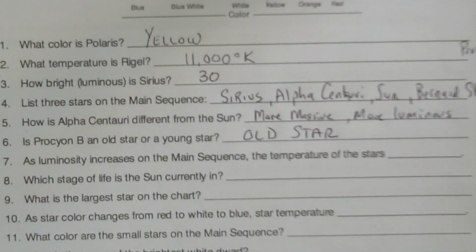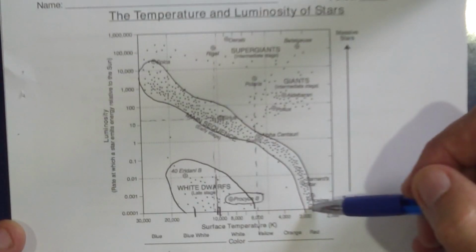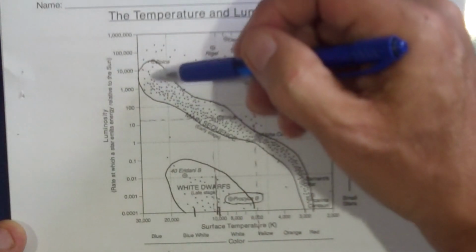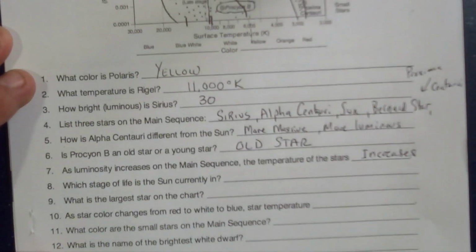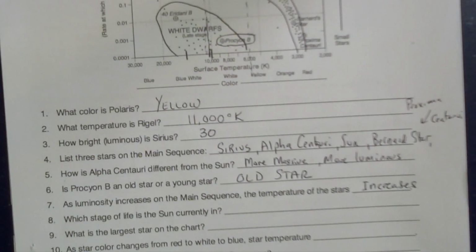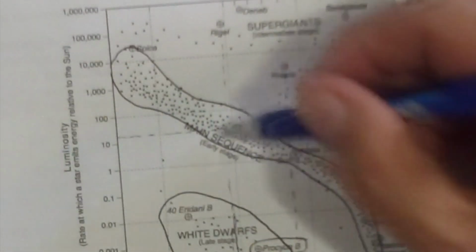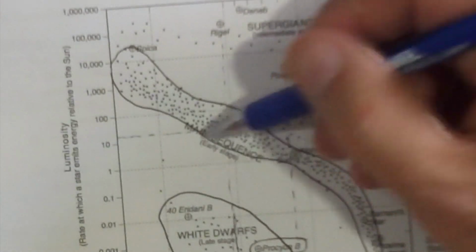Number 7, as luminosity increases on the main sequence, the temperature of the stars. As I go from low luminosity to high luminosity along the main sequence, I travel to the left. As the plots travel to the left, the temperature increases. Number 8, which stage of life is the Sun currently in? The Sun is part of the main sequence, which makes it an early stage.